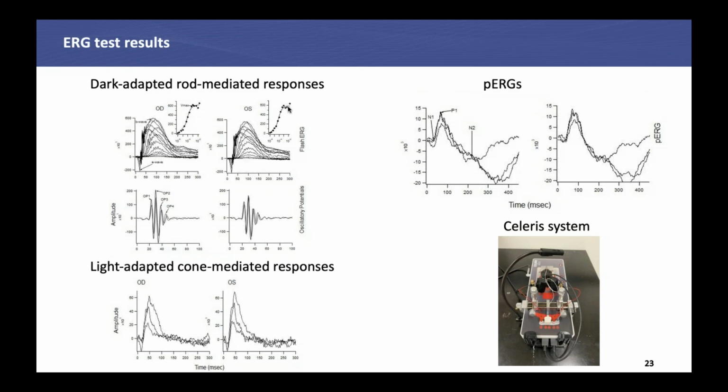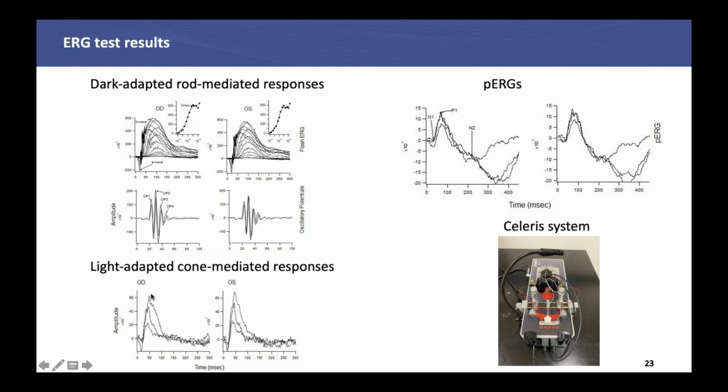There's the intensity response functions. Here are the OPs, which are automatically isolated by their software, and we can do various things with these OPs. We can measure them individually or collectively. We can do Fourier transforms to look at the spectral frequency distributions, and so on. So this is a measure of how the ganglion cells function as well.